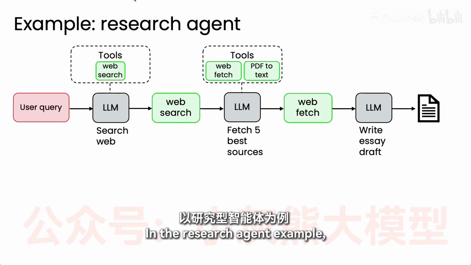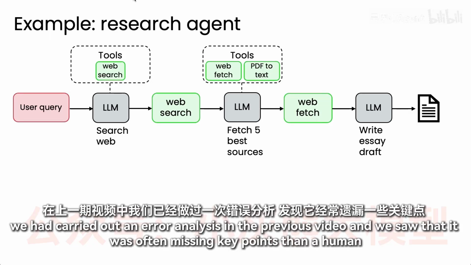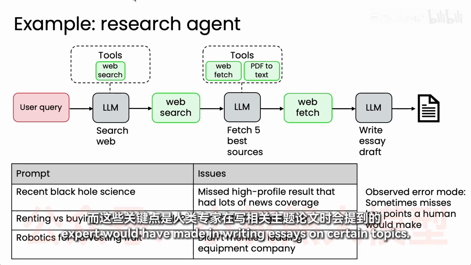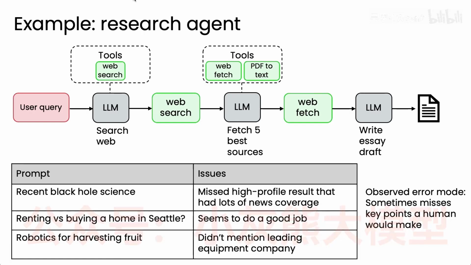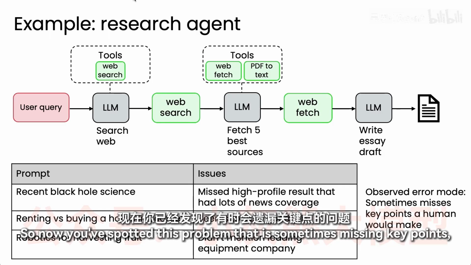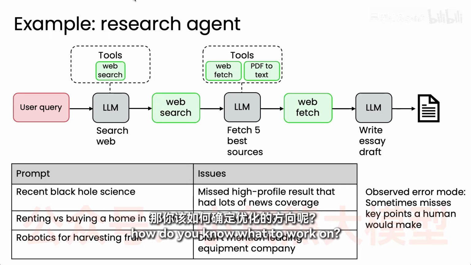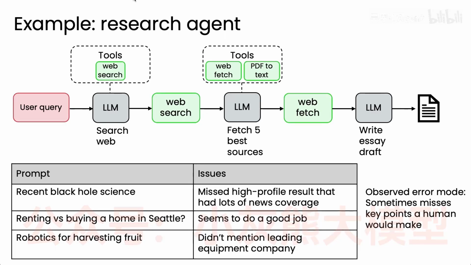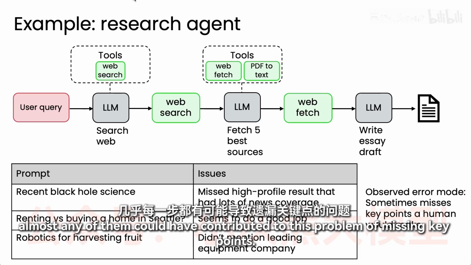In the research agent example, we had carried out an error analysis in the previous video, and we saw that it was often missing key points that a human expert would have made in writing essays on certain topics. So now that you've spotted this problem that it is sometimes missing key points, how do you know what to work on? It turns out that of the many different steps in this workflow, almost any of them could have contributed to this problem of missing key points.